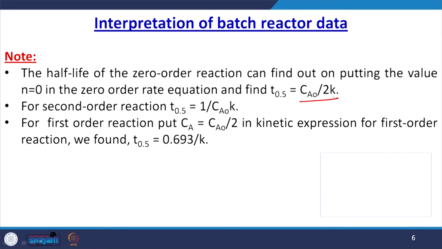Similarly, for second order reaction, T half will be 1 upon Ca naught k. And for the first order reaction, if we put Ca is equal to Ca naught upon 2 in the kinetic expression for first order reaction, we find that T half is equal to 0.693 upon k. This is a very important result.